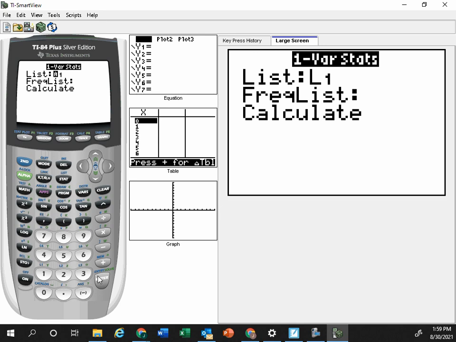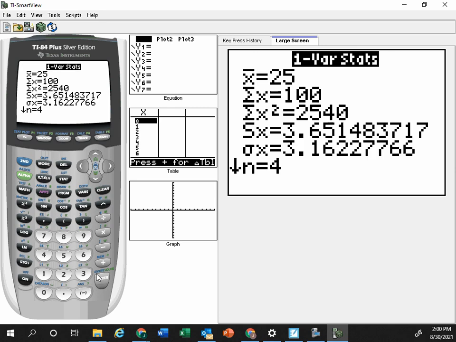Okay, guys, so our list, mine was in list 1. I think most of you had it in list 1. There will be times when we have a frequency list. We don't yet, so we don't need to worry about it. That should be blank. Then just arrow down to calculate, push Enter. And hopefully this is what you see. Yeah, we're there. Okay, so nice.